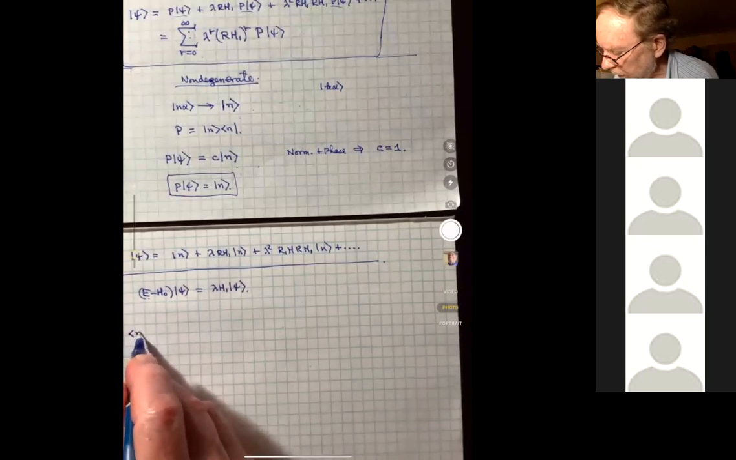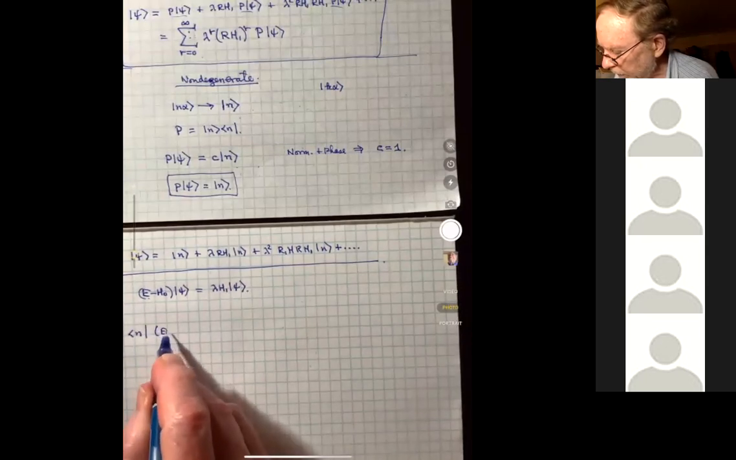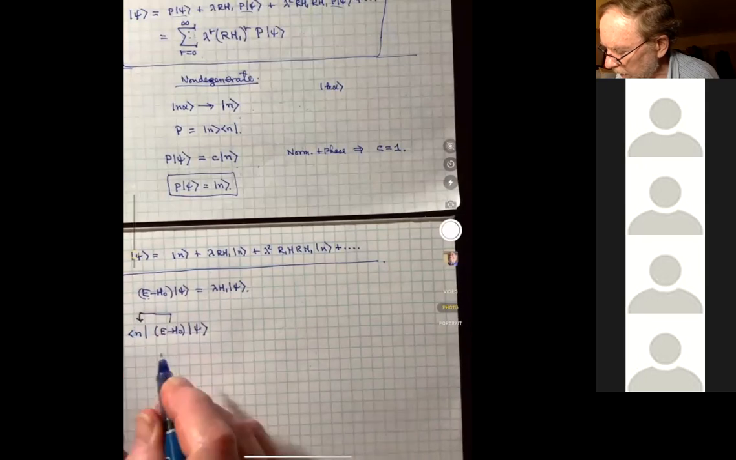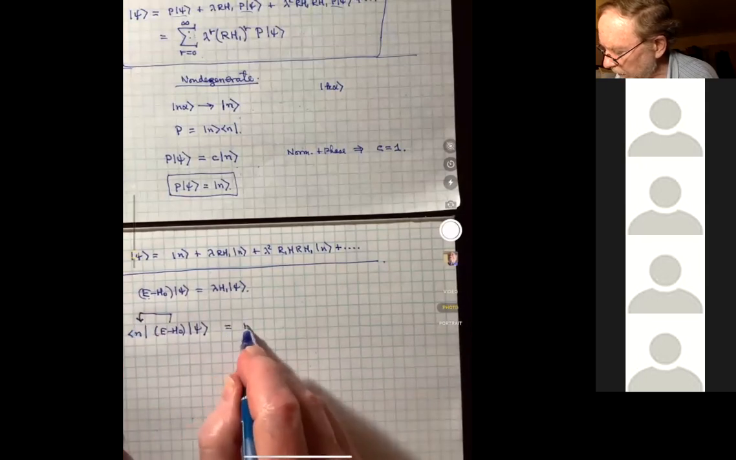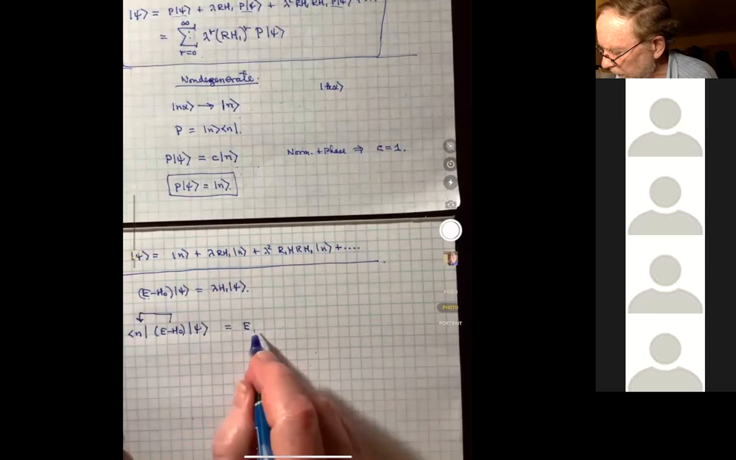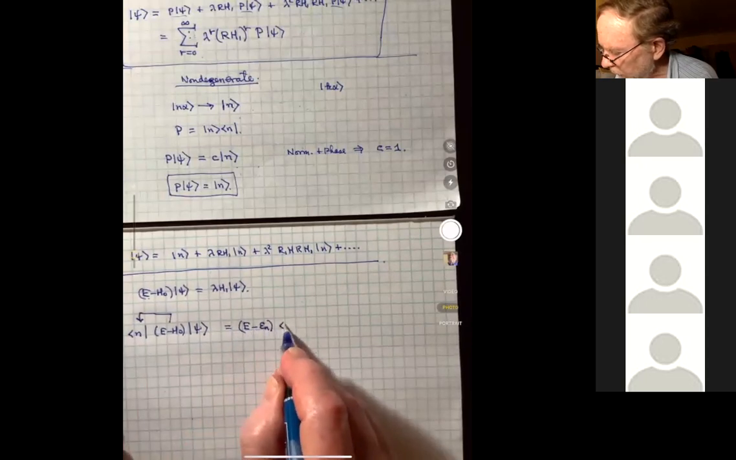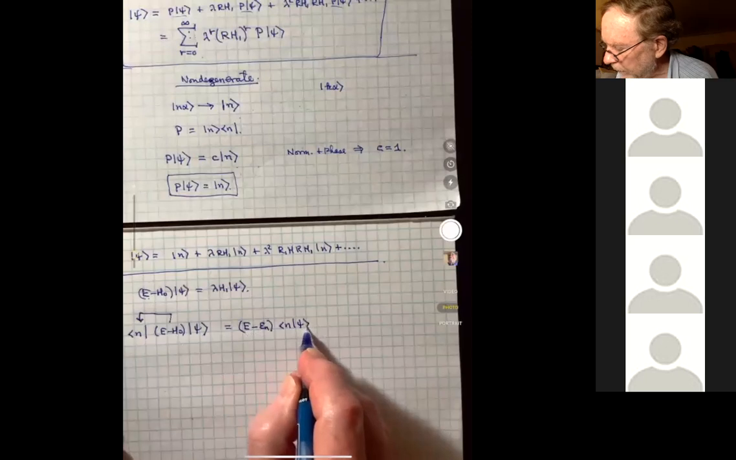On the left-hand side, we get bra n on the left, E minus H0 in the middle, psi on the right. That's a scalar product. The E minus H0 we're allowed to act on the n. E is a C number, so it just comes out. The H0 acts on n and gives me epsilon n. That's the unperturbed eigenvalue. What's left over is n scalar product with psi.